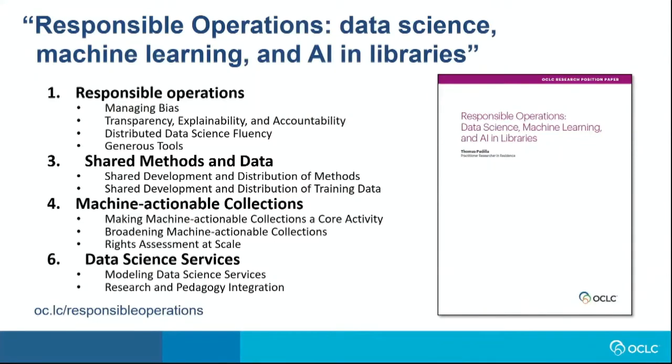Second, it's critical that a community arrive at shared development and distribution methods. The library community requires interprofessional and interdisciplinary venues, publication outlets, and funding sources that facilitate shared development, implementation, and assessment of algorithmic methods in the context of cultural heritage collections. Third, we must make machine actionable collections, or collections as data, a core activity. You heard Samuel talk earlier about the FAIR principles, and these will be very important to broadening our efforts.